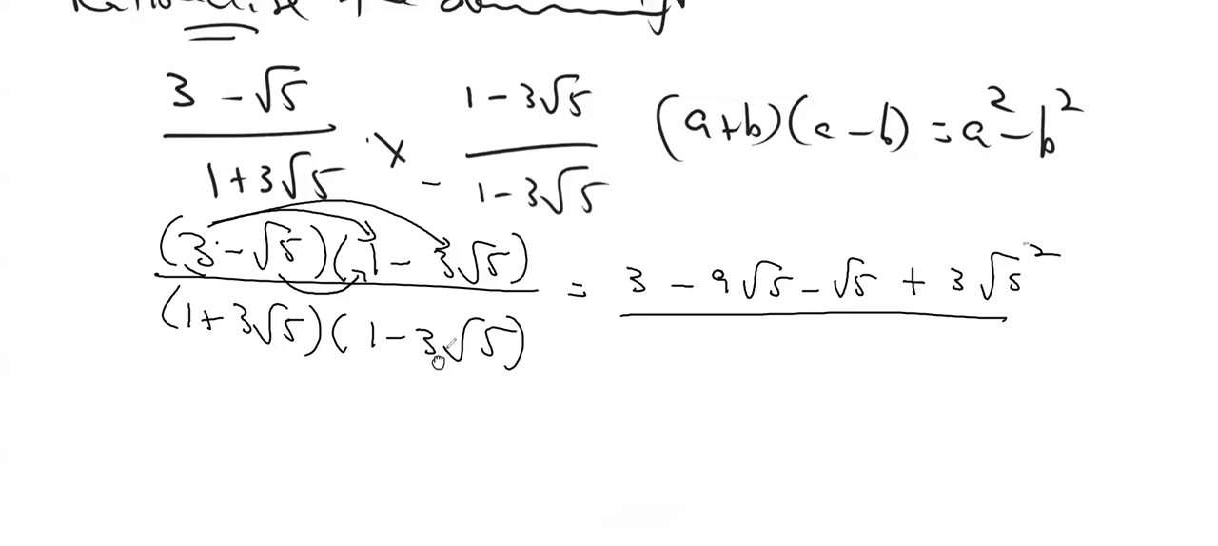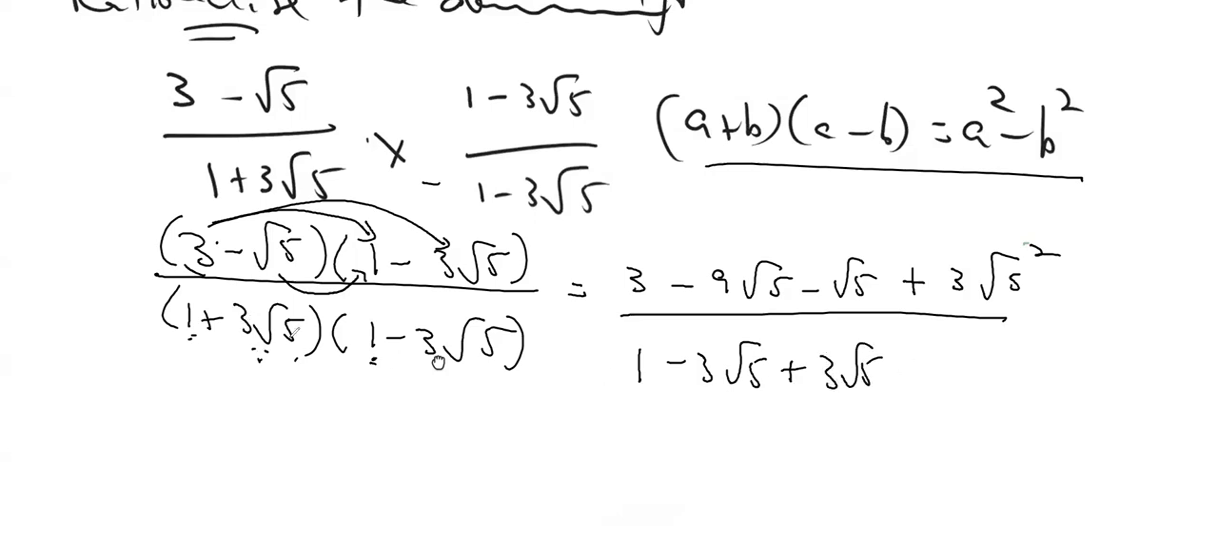All over, I'll show you how this is applied here. Let's multiply. 1 by 1, you get 1. 1 by minus 3 root 5, you get minus 3 root 5. This by this will give you what? 3 root 5 by positive 1, you have positive 3 root 5. And 3 root 5 by minus 3 root 5, you get minus 9 root 5 squared.